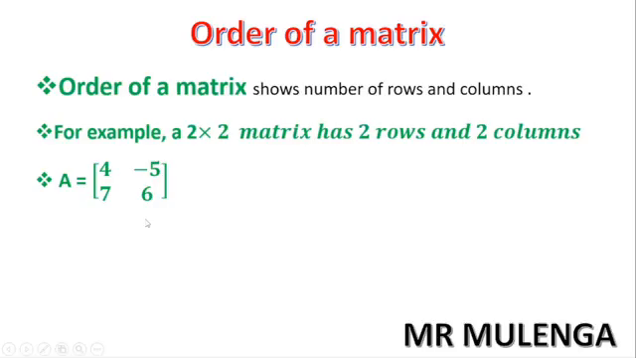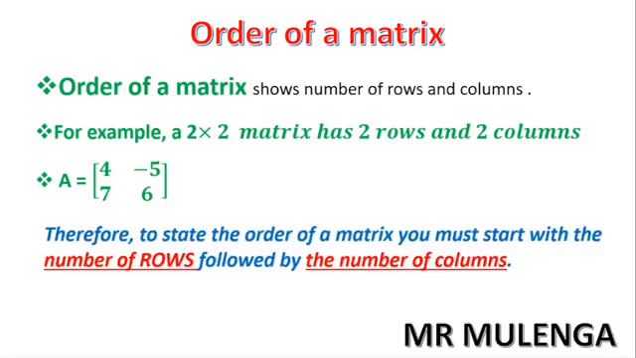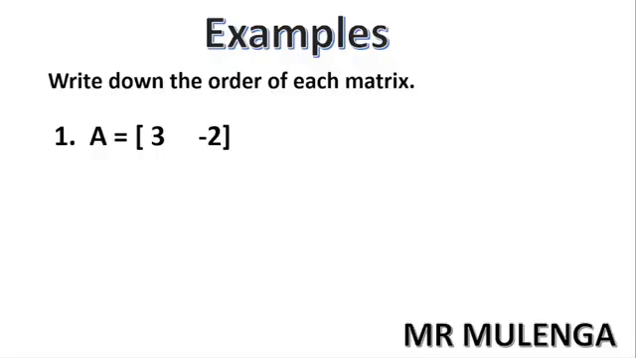So this is very important to understand about the order of the matrix. You start with the number of rows followed by the number of columns. Therefore, to state the order of a matrix, you must start with the number of rows followed by the number of columns. This is very important when it comes to stating the order of a matrix. So let us now look at the examples.